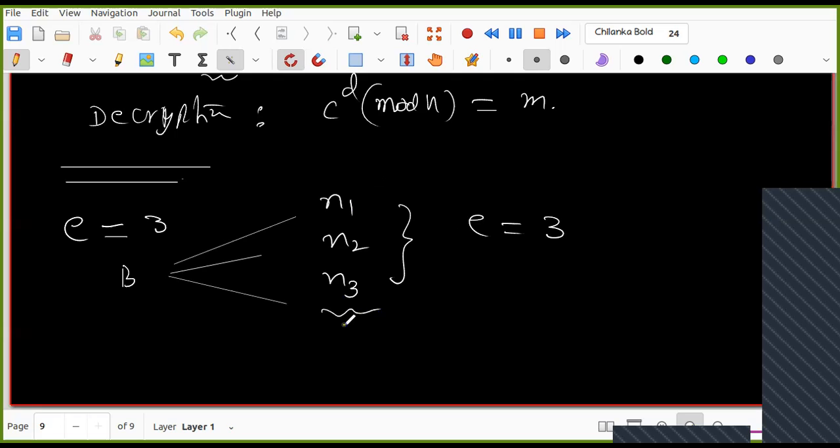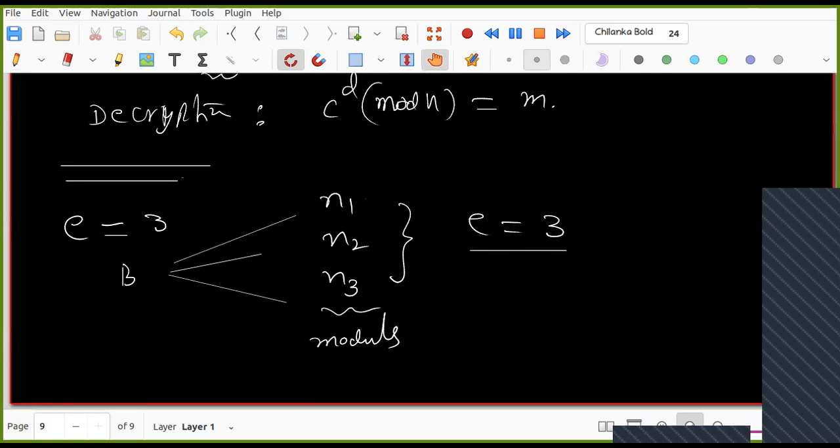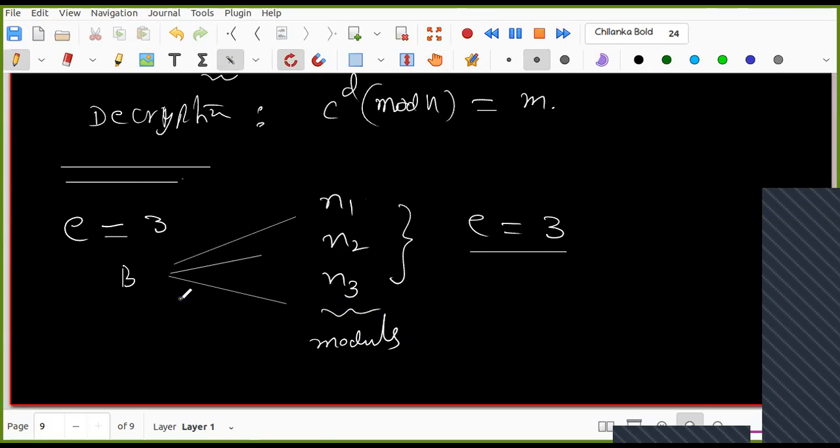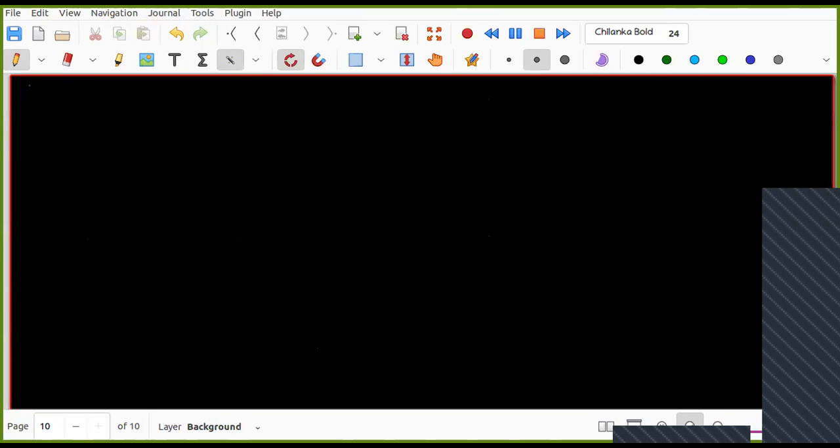These are moduli. There are three moduli, N1, N2, N3, and gcd(3, N1) = 1, gcd(3, N2) = 1, gcd(3, N3) = 1, and they choose the public key as E equal to 3. E is common, but N1, N2, N3 may be different. Now B wants to send a message. Suppose he wants to send the same message, then what happens? That is the question.